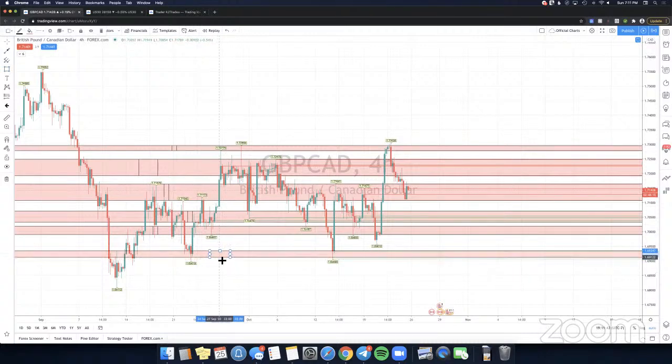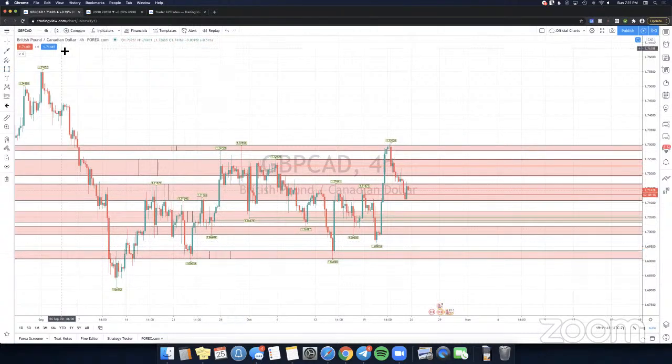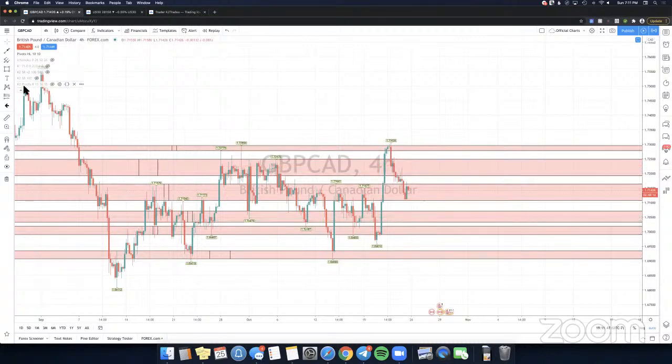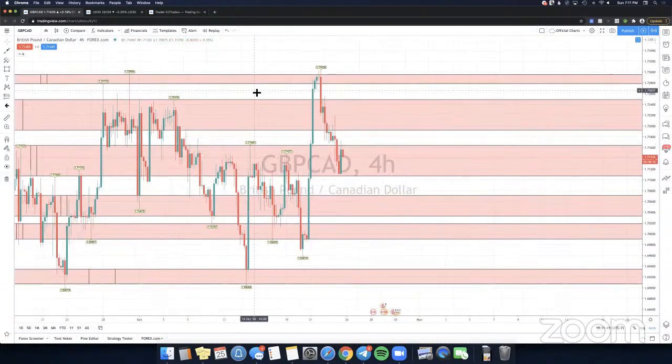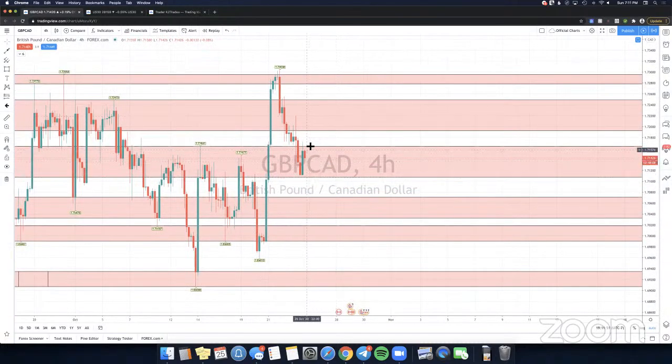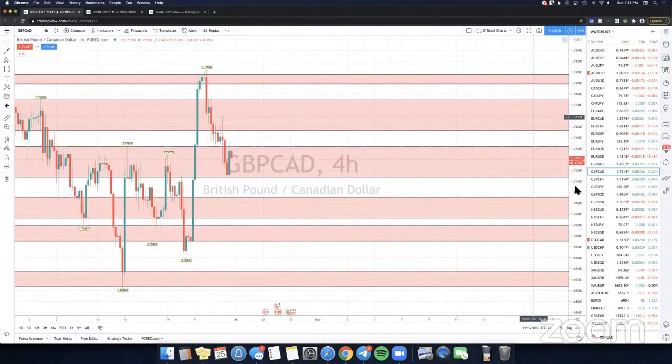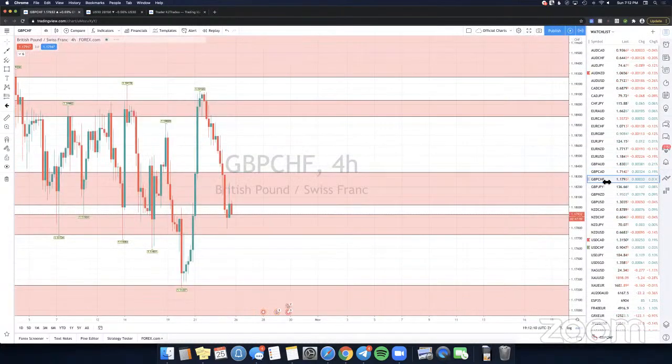So nobody asked for GCAD's analysis, so I'm just going to give you guys the parameters. I'm going to hide this right here. Price is stuck within the zone right here, so I'm going to skip this upper zone. I'm going to give you this one right here. This upper zone is going to be 1.71921, and this lower zone down here is going to be 1.71074. So those are the two zones for GCAD. Move on to the next one, GBP CHF.